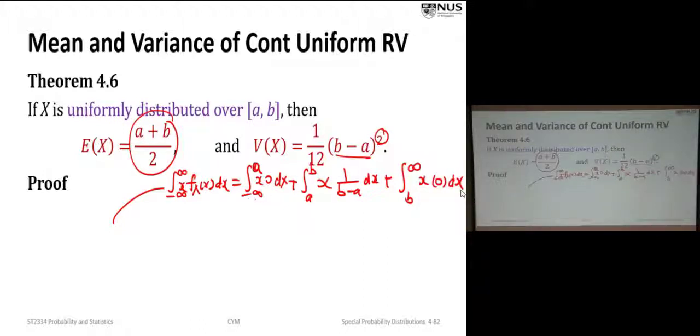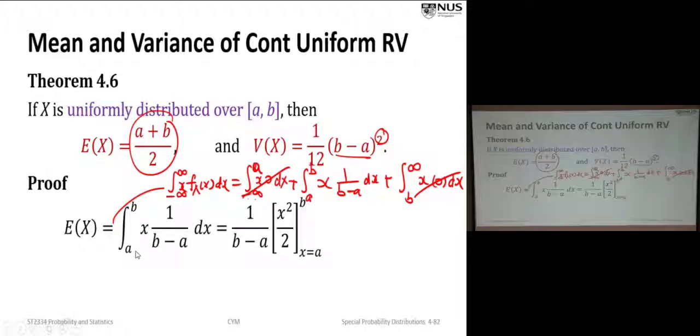I just want you to understand that the expectation of x is the integral from minus infinity to infinity of x times the PDF. But it breaks down into 3 integrals. This one is 0 and this one is 0, because the PDF is 0 there, so the integrand is 0. So it is left with this part, and the answer is a plus b over 2.